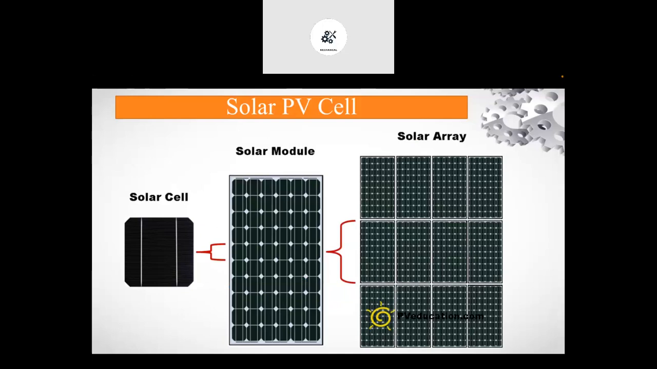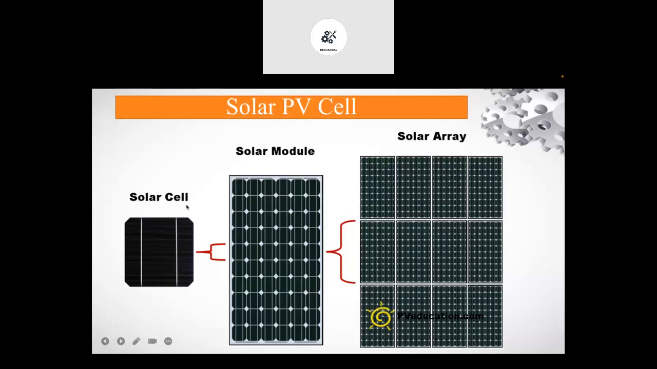Before that, you must know the differences between solar cell, solar module, and solar array, because in the manufacturing and solar sector you will hear these terms many times. First, what is a solar cell? As the name indicates, it is a single cell, having a P type semiconductor and an N type semiconductor, as one singular cell.